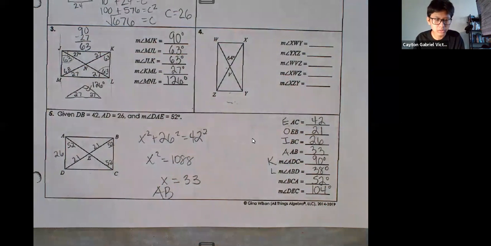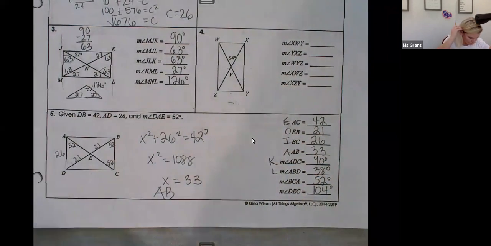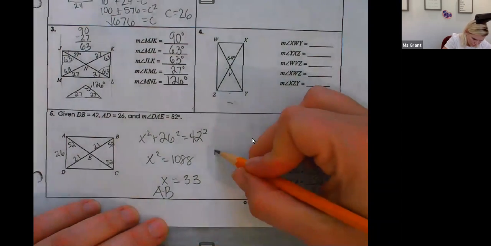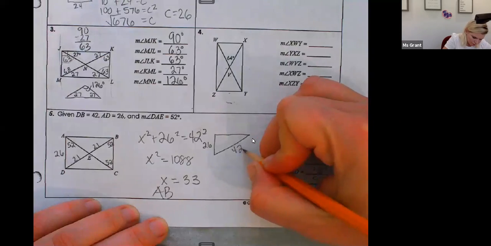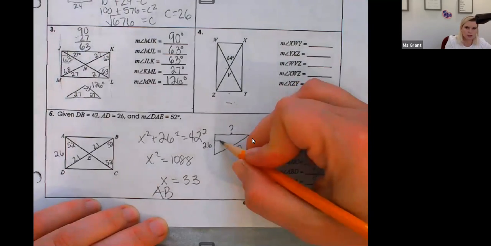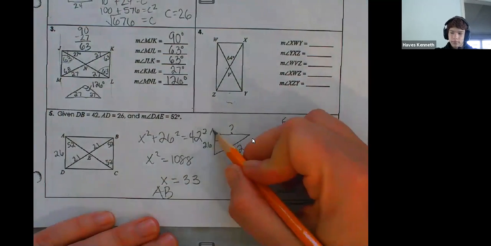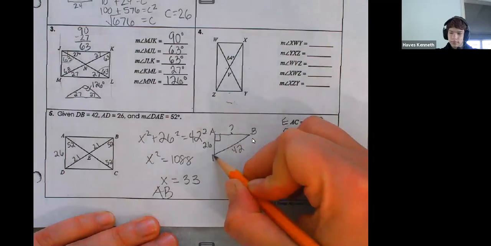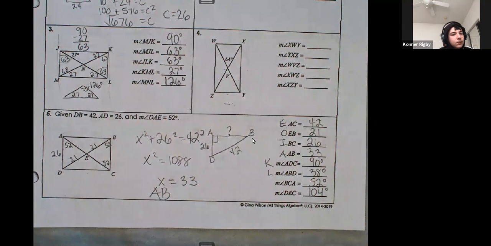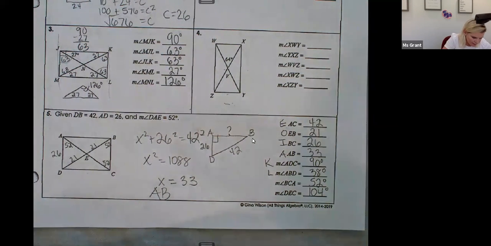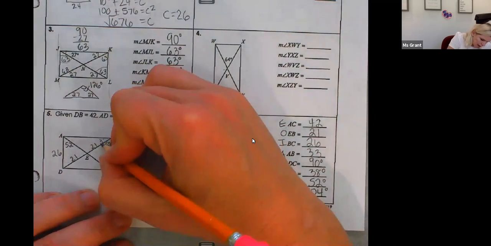How did you get AB? Oh, I did the Pythagorean theorem. It was this. This was 26, and this was 42, and this was unknown. So that's what the triangle looked like, and so that's AB. Okay. How'd you get ABD? Oh, because remember how 52 plus what makes 90 degrees? 52 plus 38 makes 90.